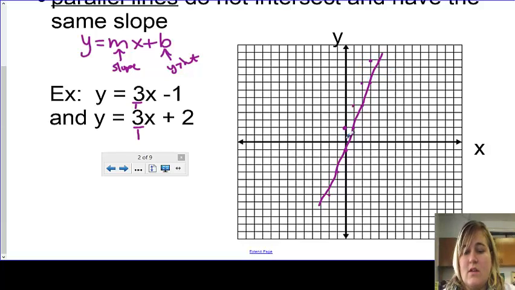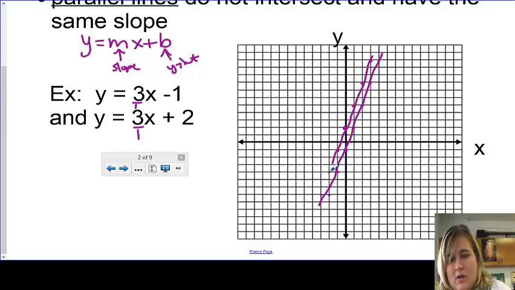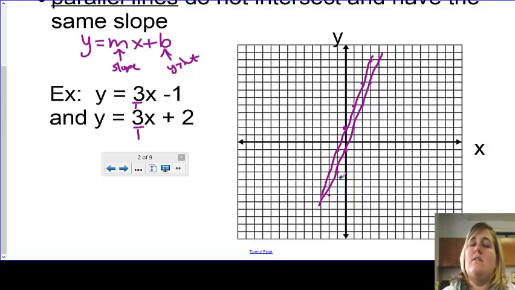Again, I can do the opposite. Down 3, left 1. Down 3, left 1. Whoops, did I get off 1? Nope, I didn't. Down 3, 1, 2, 3, left 1. And it looks like they're going to intersect because I was bad at drawing my line, but they, in fact, are not going to intersect. They should be straight lines and they're not because I have a shaky hand.